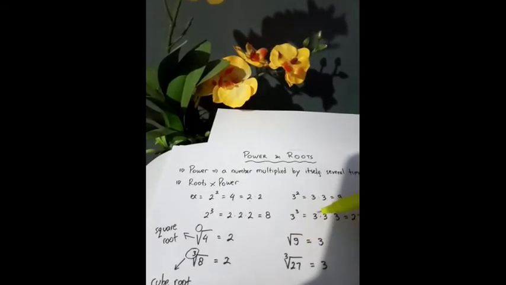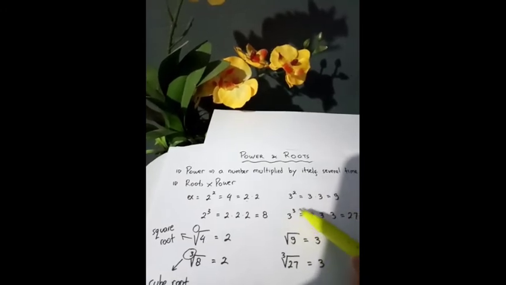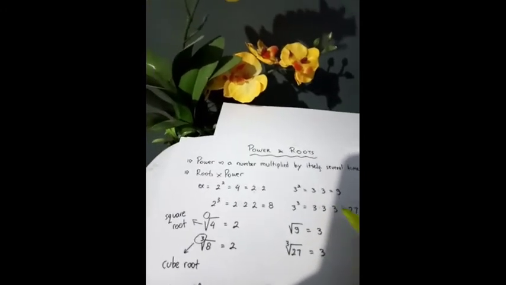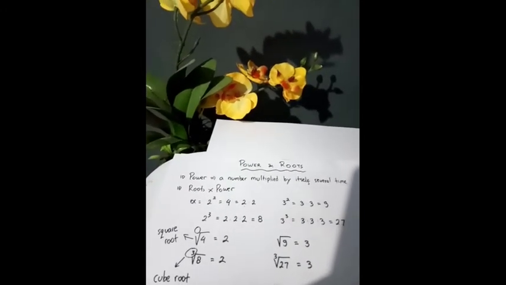And then for this, square root of 9 equals 3, because 3 power 2 equals 9, just like before. And then cube root of 27 equals 3, because 3 power 3 equals 27. So this is very simple, yeah.